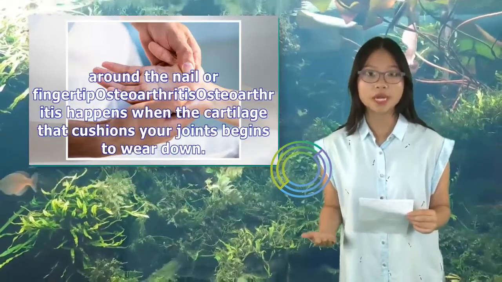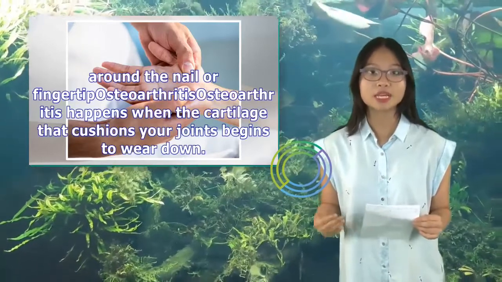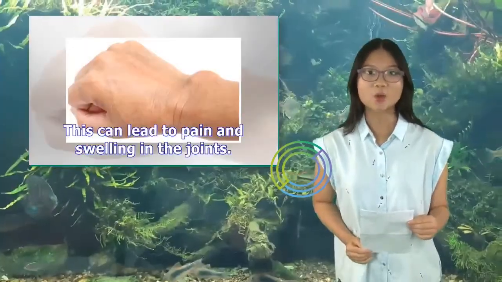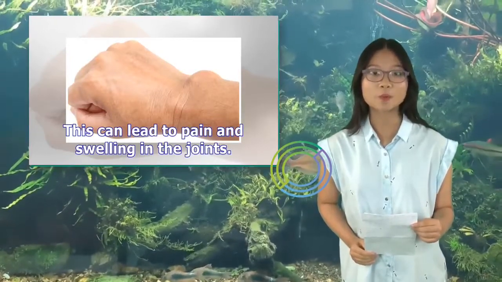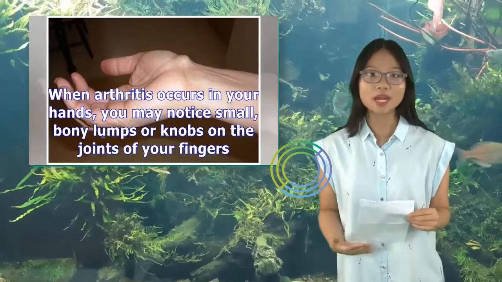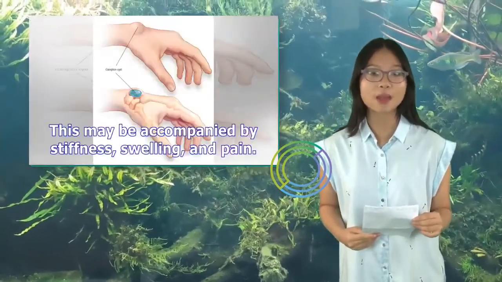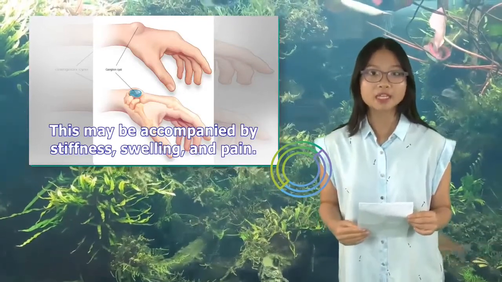Osteoarthritis. Osteoarthritis happens when the cartilage that cushions your joints begins to wear down. This can lead to pain and swelling in the joints. When arthritis occurs in your hands, you may notice small, bony lumps or knobs on the joints of your fingers. This may be accompanied by stiffness, swelling, and pain.